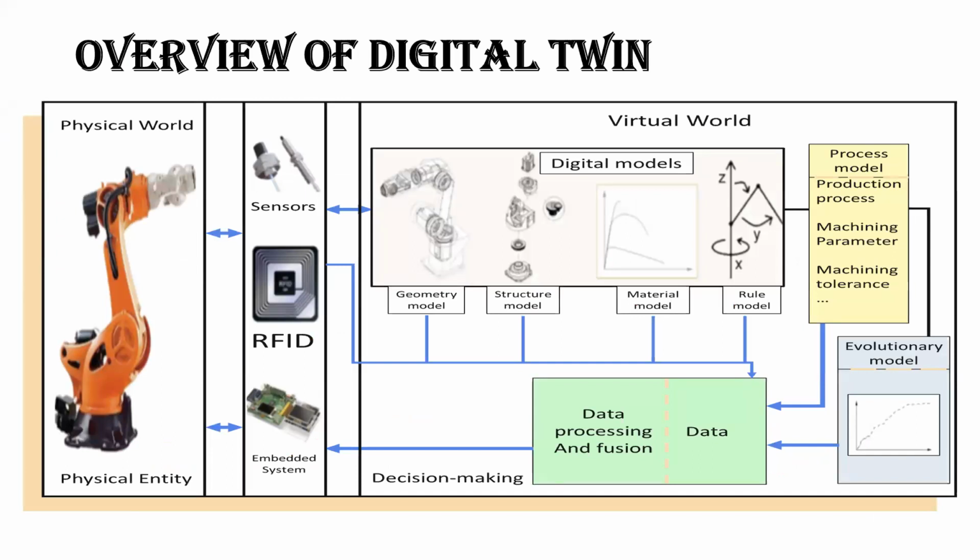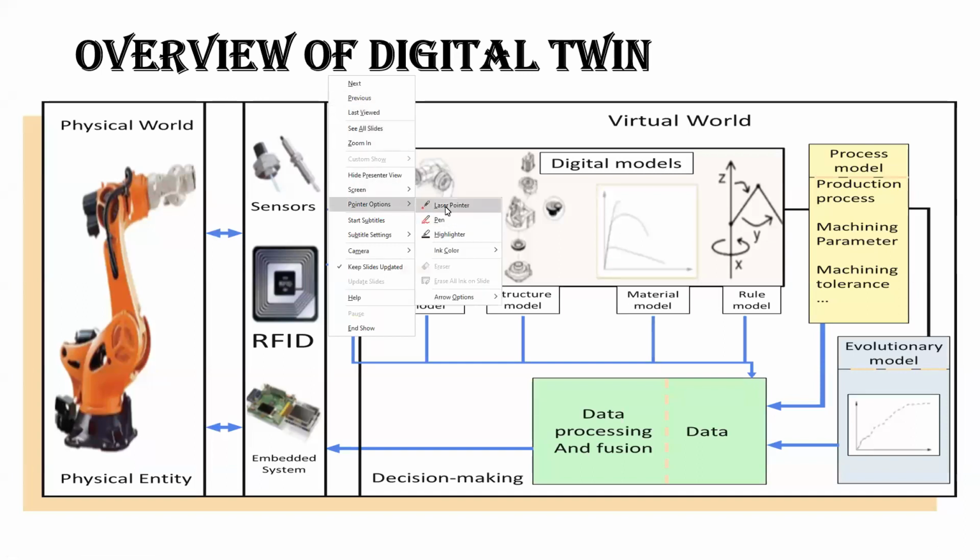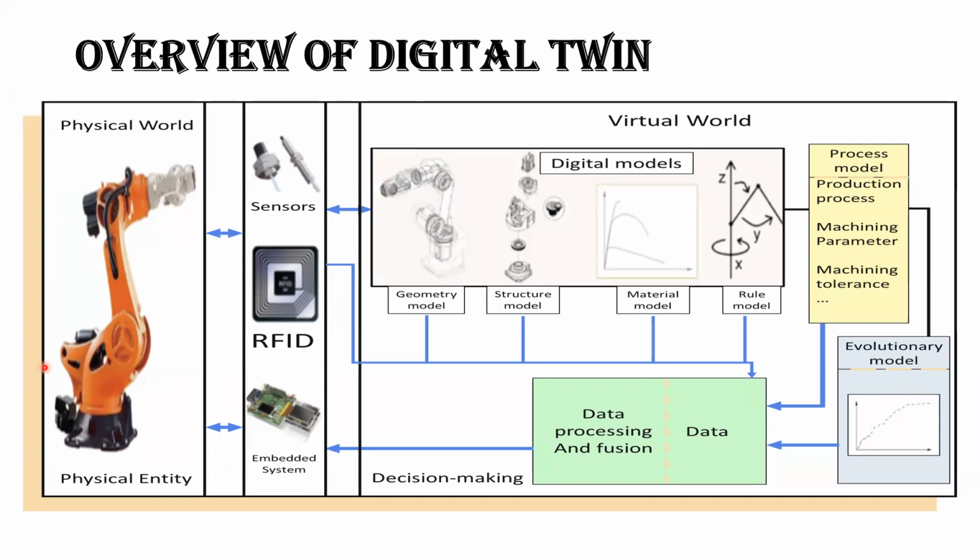So what exactly happens is we have a physical entity. Let me use a pointer. We have a physical entity here. This is just a very simple example. This physical entity has n number of sensors in it. These sensors will sense the required amount of data and will be able to transfer this data. So this is the first level.